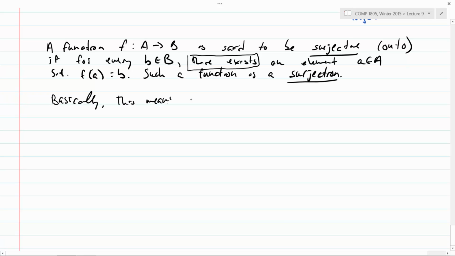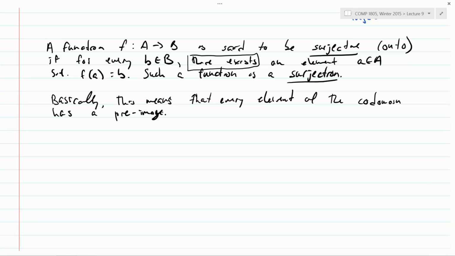So this means that every element of the codomain has a pre-image. So what's another way of saying that? If the range equals the codomain, then it's surjective.